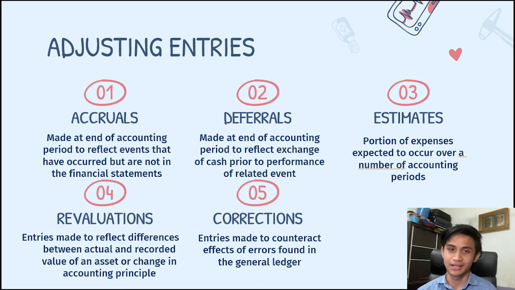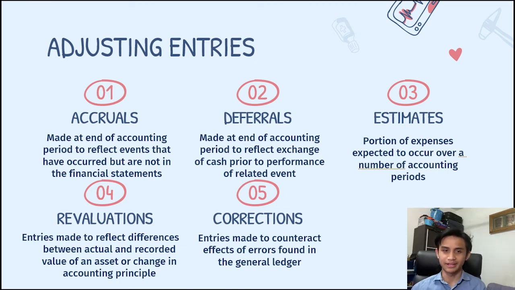Second is deferred. Deferred refers to an amount that was paid or received but cannot be reported on the current income statement since it will be an expense or revenue of a future accounting period. In other words, the future amount is deferred to a balance sheet account until a later accounting period when it will be moved to the income statement. For example, rent and insurance.